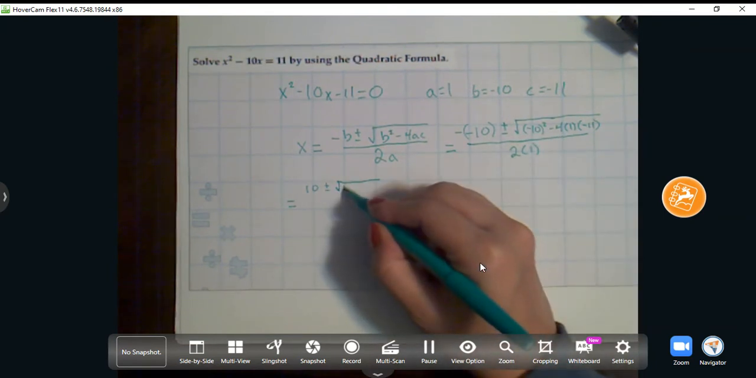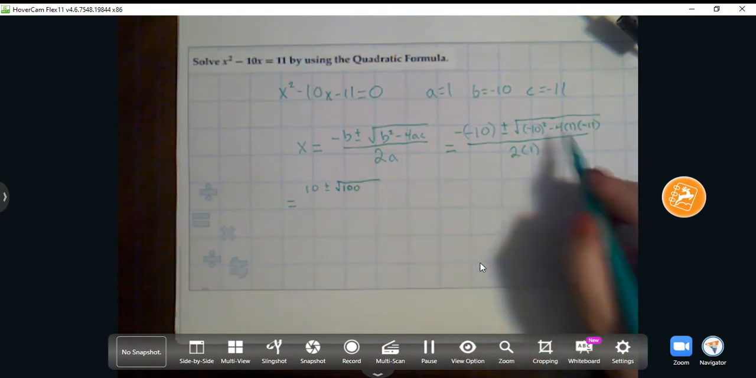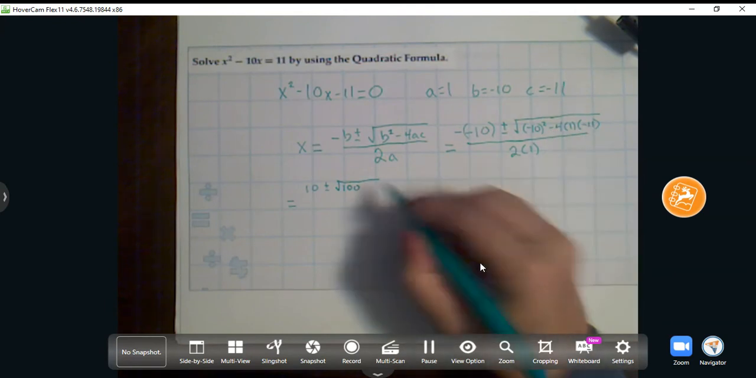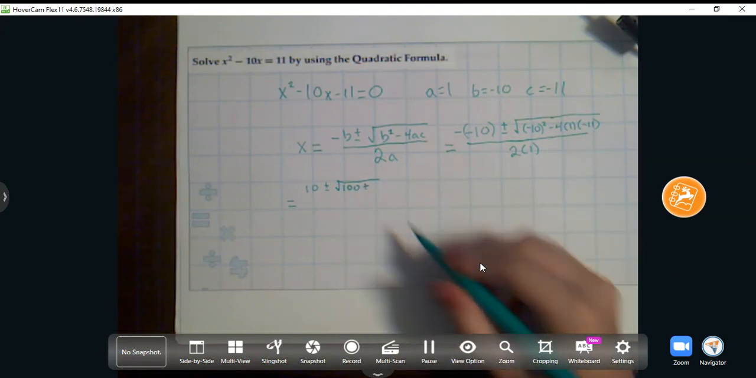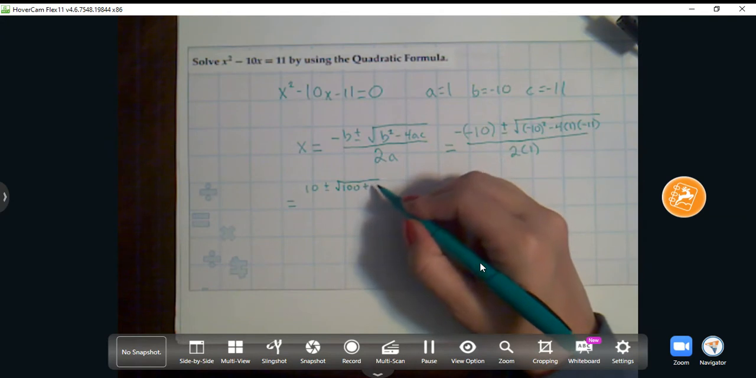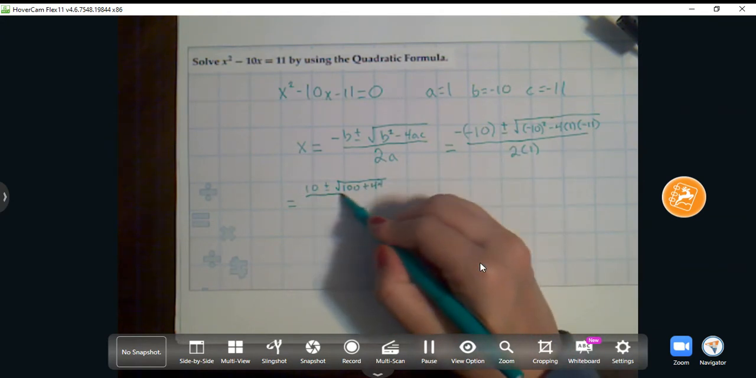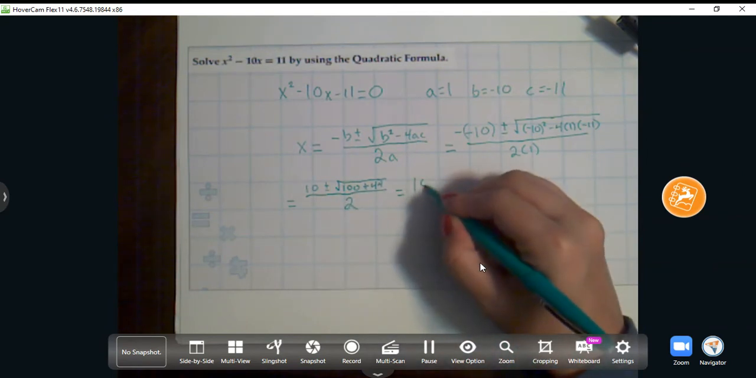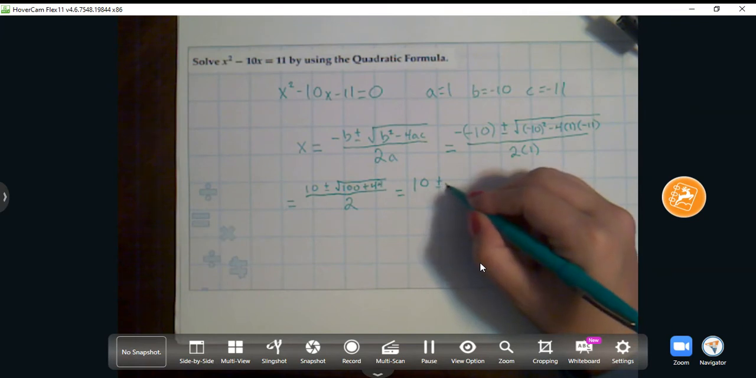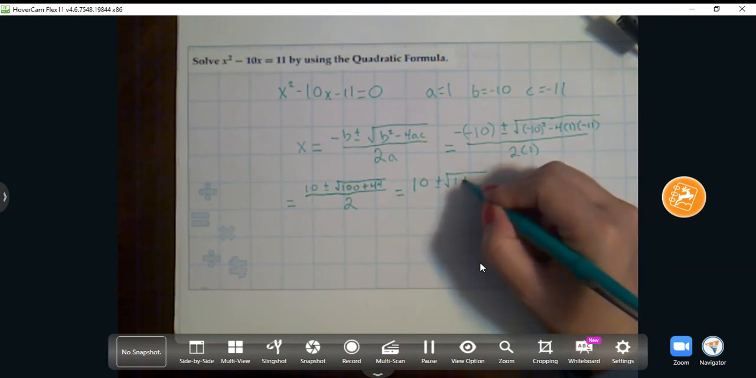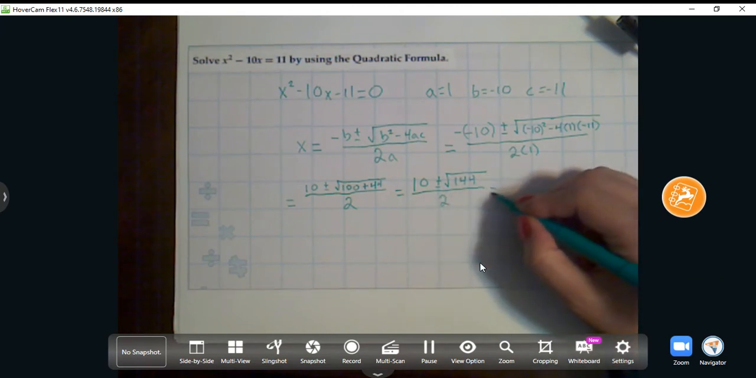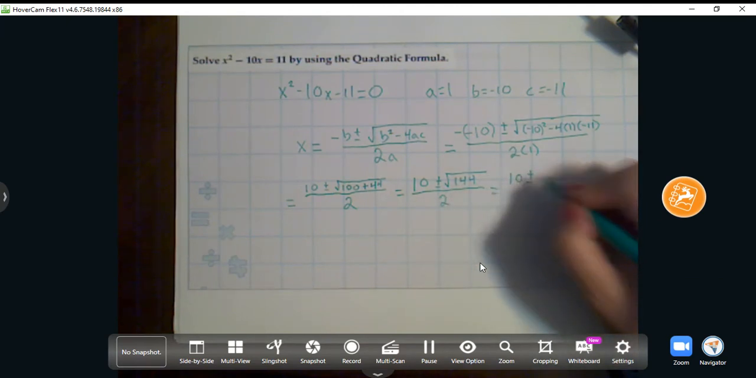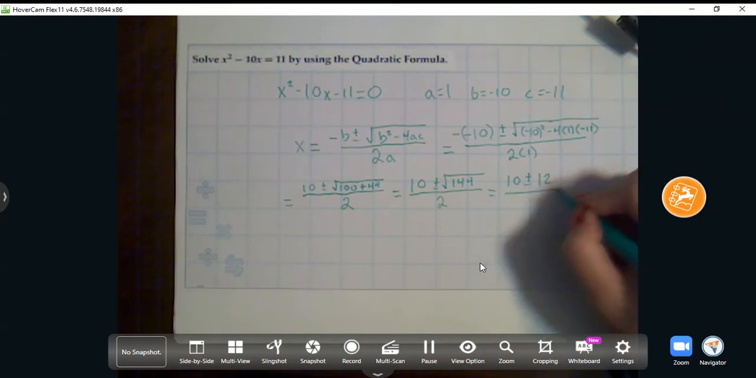I have 10 squared, which is going to be 100. So I have minus a negative, which is going to turn it into addition. And then we have 4 times 1, which is 4 times 11, which is going to give us 44. And then 2 times 1 is just 2. So now we have 10 plus or minus the square root of 144 divided by 2. Well, the square root of 144 is 12.